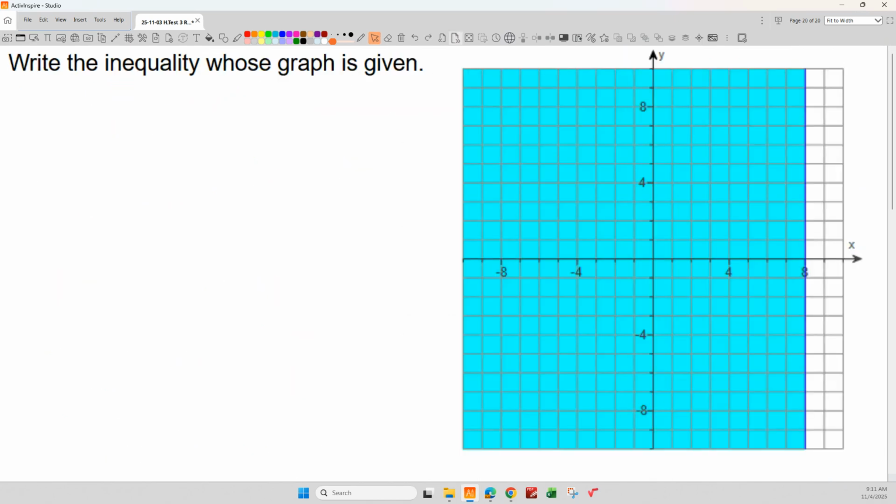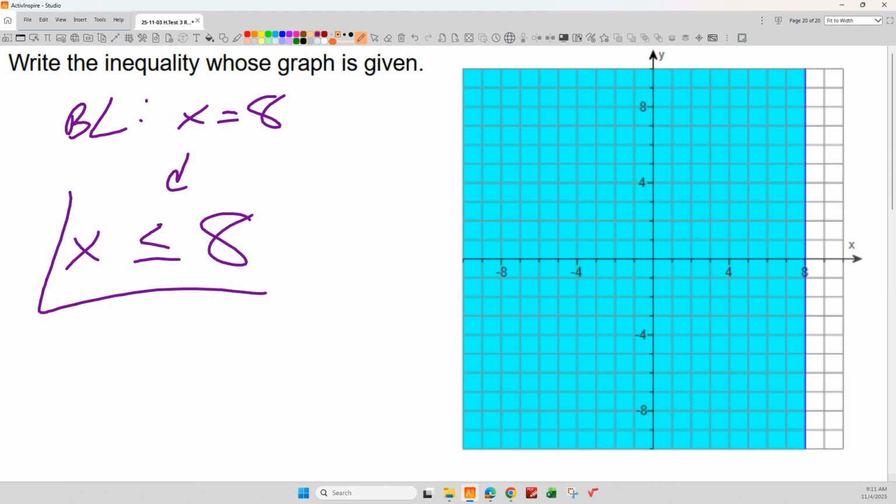All right, last one. If I want to write this inequality, what's it going to be? Well, what's the boundary line? X equals 8. Okay, but we're shading a half plane also. So how are we going to change that? The boundary line is x equals 8, but we want the values of x that are less than or equal to. Good, because we're including the boundary line. So our answer would be x is less than or equal to 8.